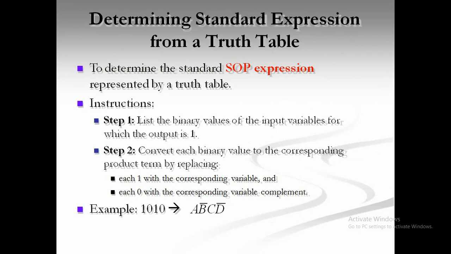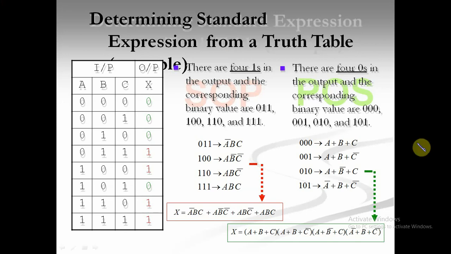These are also the steps we have seen in the examples. Here we are given one example: determining the standard expression from a truth table. There are 4 ones in the output. Here you check 0 1 1, that is the SOP form. 0 is noted as A bar, so A bar B C, A B bar C, A B C bar, A B C. When these values are given, you have to prepare equations of such type.